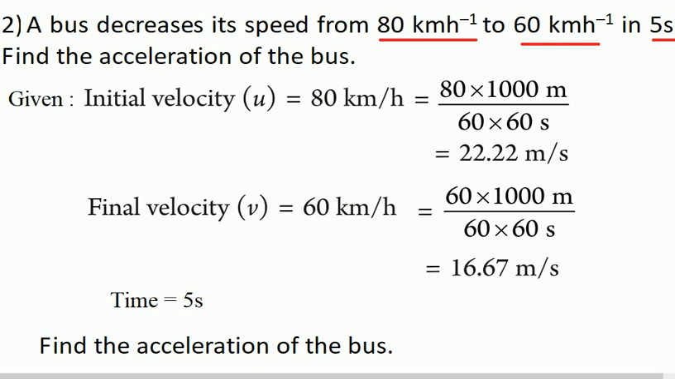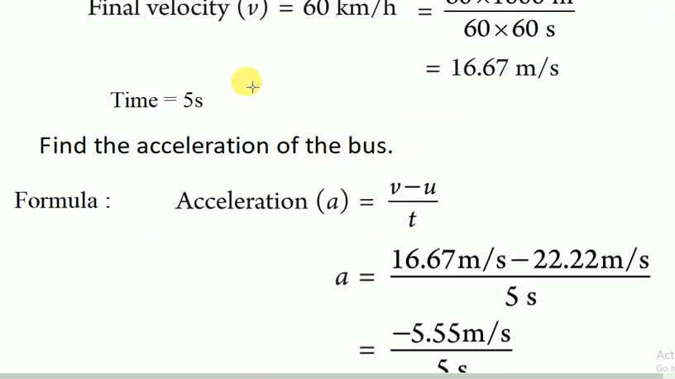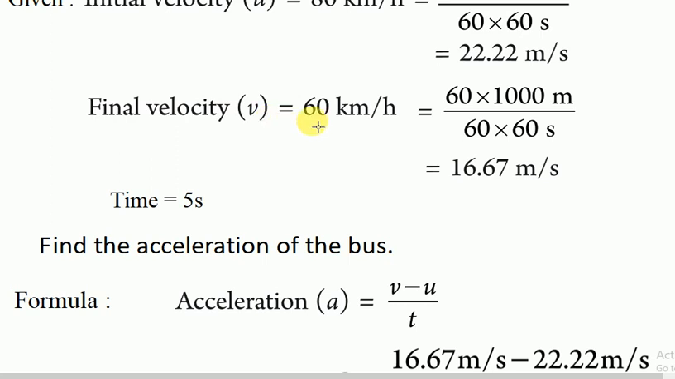Now, since we have converted into SI unit, all the terms are in SI unit, we can substitute the value. While substituting the value of final velocity and initial velocity, you need to be very careful, as you can make a mistake here in substituting and the final answer may change accordingly. So here final velocity V is equal to 16.67 meter per second, and my initial velocity is 22.22 meter per second.